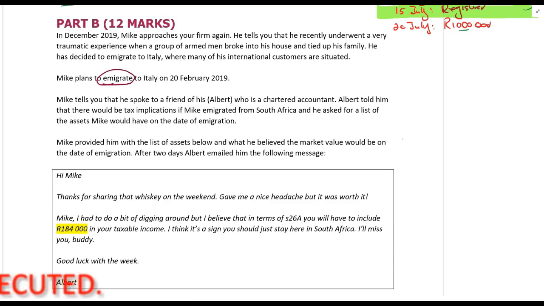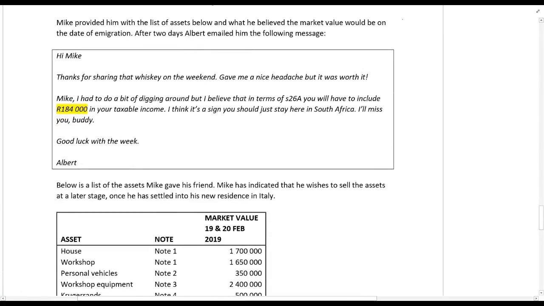Hi Mike, thanks for sharing that whiskey on the weekend. Gave me a nice headache, but it was worth it. Mike, I had to do a bit of digging around, but I believe that in terms of Section 26A, you'll have to include 184,000 rands in your taxable income. I think as a sign you should just stay here in South Africa. I'll miss you, buddy. Good luck with the week, Albert.